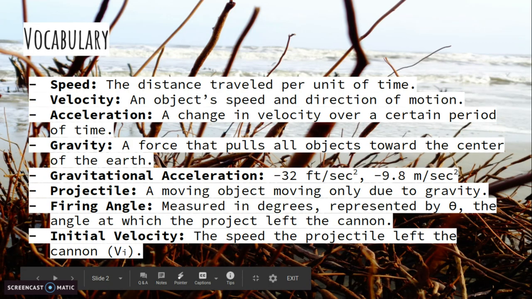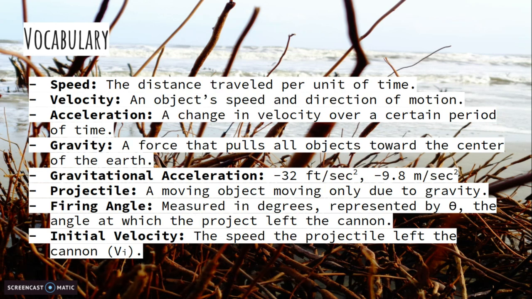So it's going to be equal to negative 32 feet per second squared. Also, which is equal to negative 9.8 meters per second squared. So you will have to use either of those. Typically, you'll use negative 32 feet per second squared. So this is always equal to that.